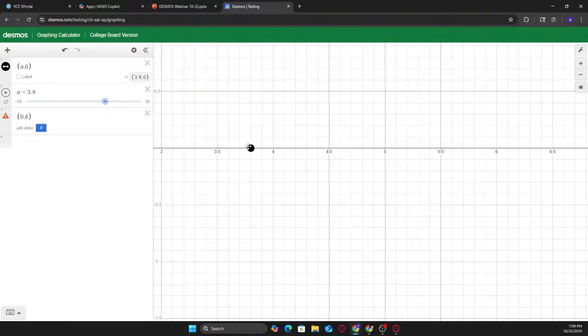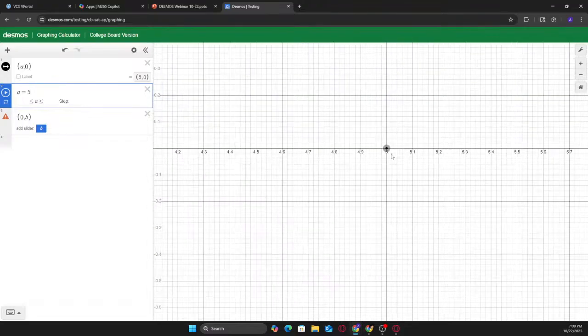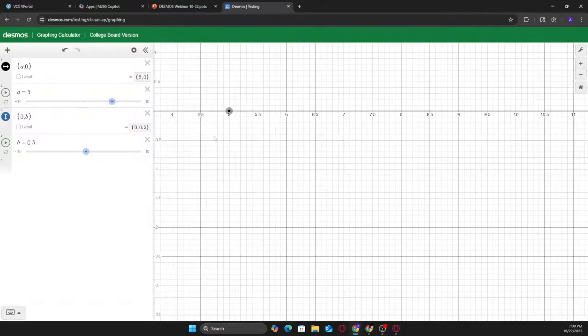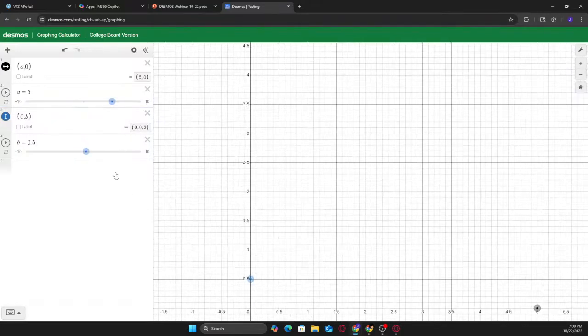Right here, it's just scrolling through the x-axis. So whatever point, let's say, crosses 5. Pretend that's 5, and you're going to see that, okay, that represents there. And then we can add the slider for b, and we can see that it's not increasing on x, it's actually increasing on y.